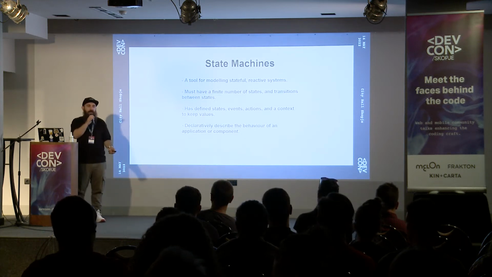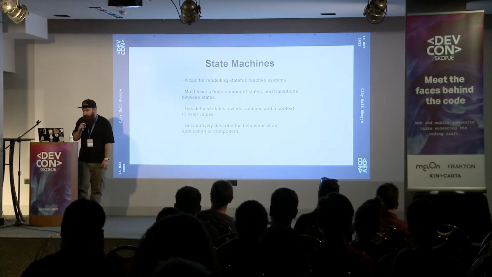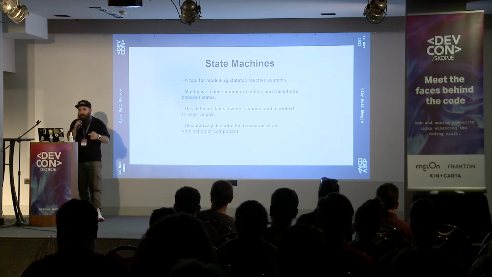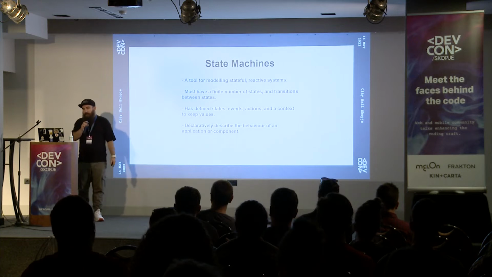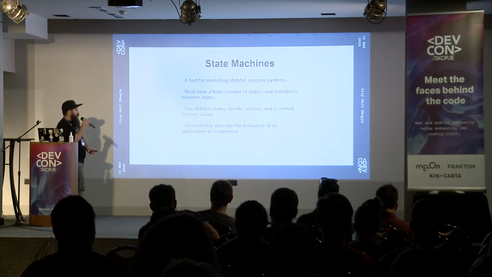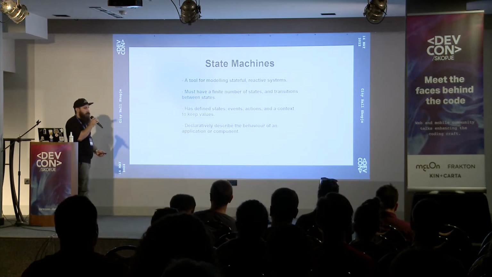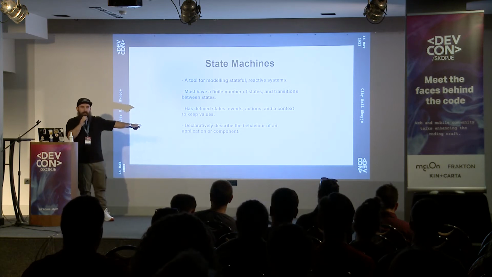It must have a finite number of states and transitions between those states. It needs to have defined states, events, actions, and a context to keep the values. And the key part right here is that they declaratively describe the behavior of an application or component. That is the reason why we picked state machines.